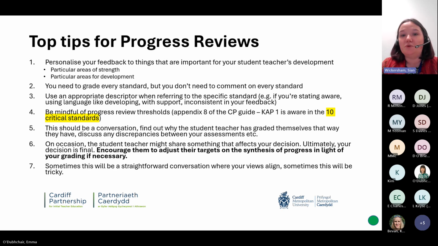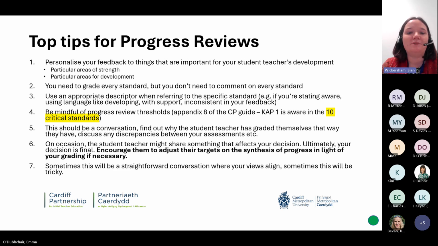So it might be that you do have a conversation and you think, oh, I didn't know that they'd done that reflection on this area of P2. And that means that actually I agree that they're aware now, because I hadn't noticed it on their PLP. But if they share some things and they say, no, I think I'm aware, but you still think that they're unaware, that's okay. It is your decision.